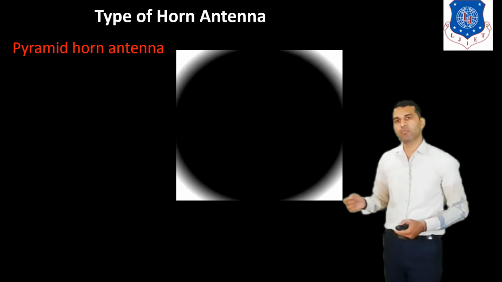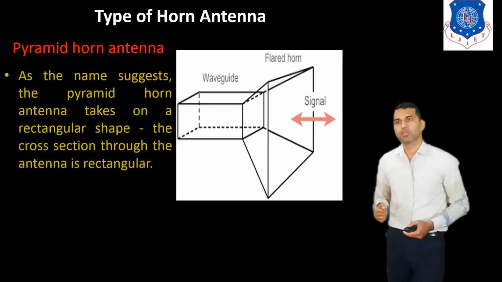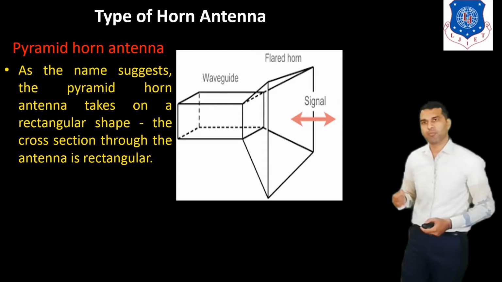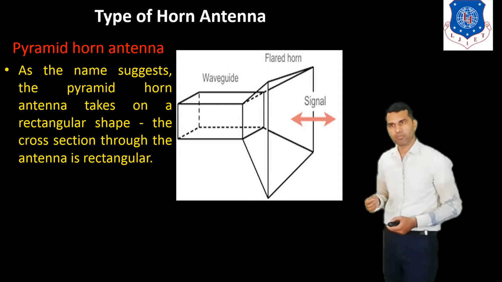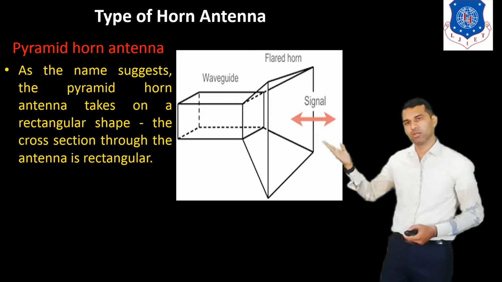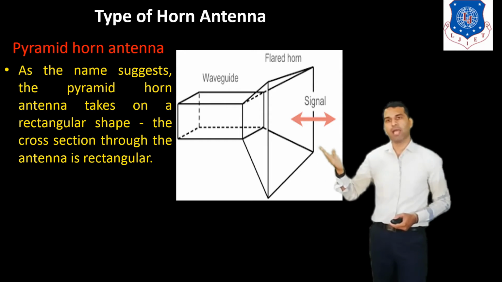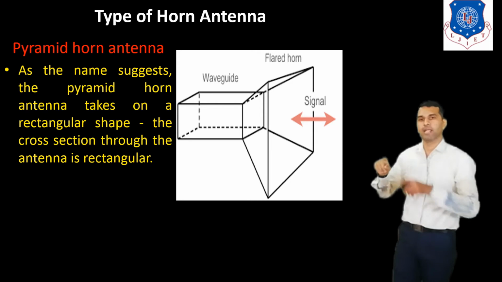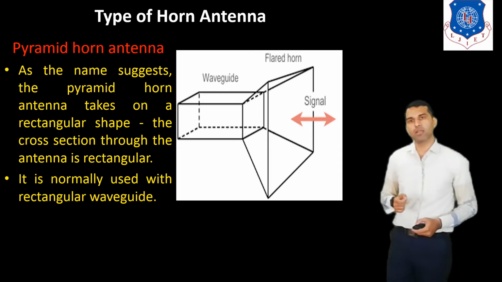The first type of horn antenna is the pyramidal horn antenna. As the name suggests, the pyramidal horn antenna takes on a rectangular shape. The cross section through the antenna is rectangular. So this is the pyramidal horn antenna, and the shape of this antenna is rectangular. It is normally used with the rectangular waveguide.